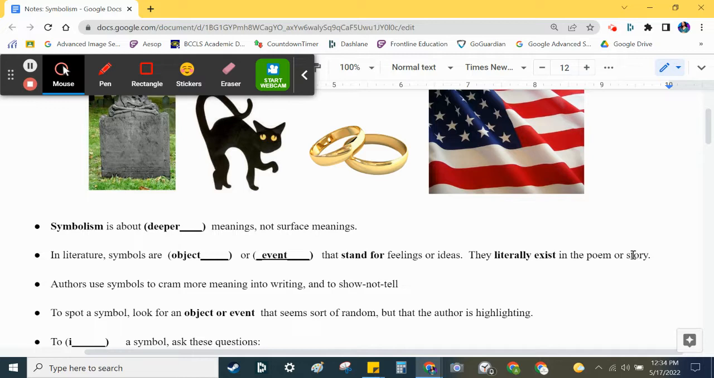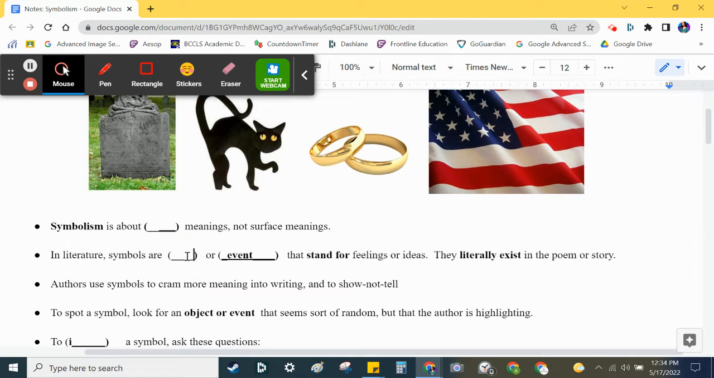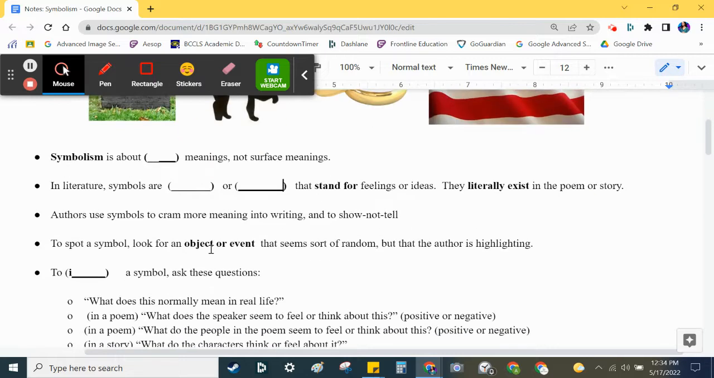So it literally exists. So you read a story with a black cat in it. The black cat is literally in the story. Everybody can see the black cat. It might be a symbol. Now, authors use symbols because they want to cram more meaning into writing, and they want to show instead of tell, which we know is something good to do in our writing.